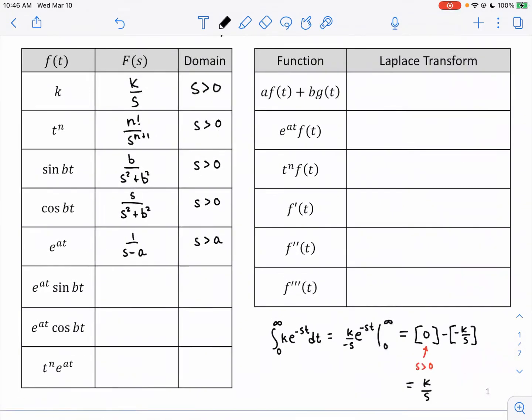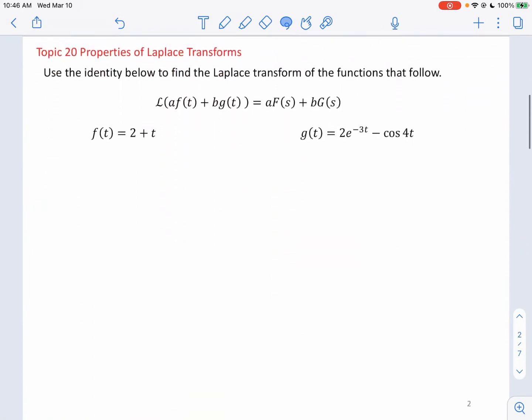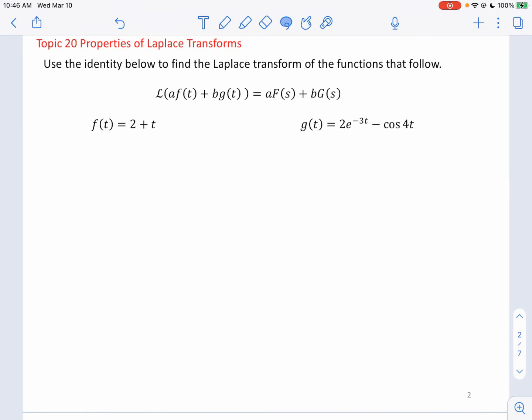Okay, so based off our last topic and the little bit of work we did down here, this is as much of these tables that we can fill in right now, but we'll come back and fill in the rest as we develop some more ideas. Okay, next slide. Use the identity below to find the Laplace transform of the functions that follow.